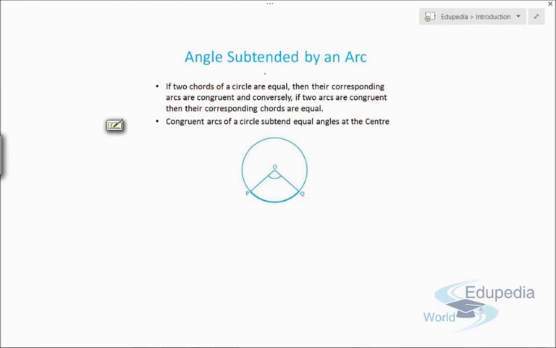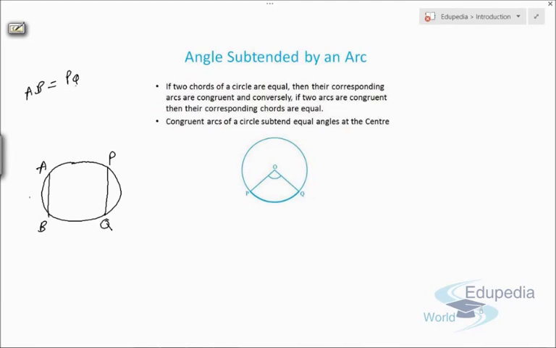Now, angle subtended by an arc. If two chords of a circle are equal, let's say we have a circle like this, this is a chord AB, and this is a chord PQ, then their corresponding arcs are congruent. Means if the chords AB and PQ are equal, then this arc should also be equal, or they should be congruent, right? They should be of the same size and same length. And conversely, if the two arcs are equal, this arc is equal to this arc, then the chords should be equal, vice versa. Now if two arcs are congruent, then their corresponding chords are equal, right? So this is how we can use arcs or chords to solve the angle subtended by an arc.